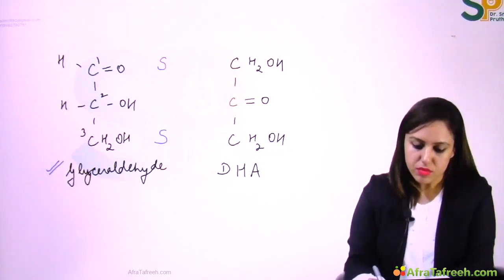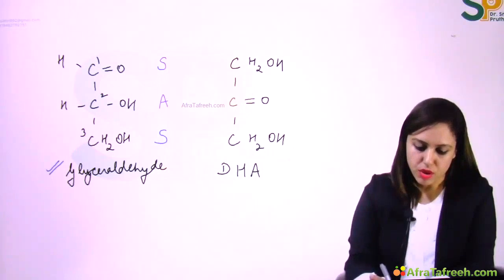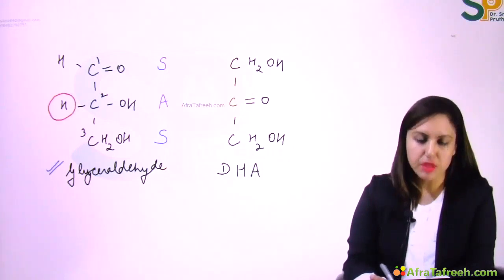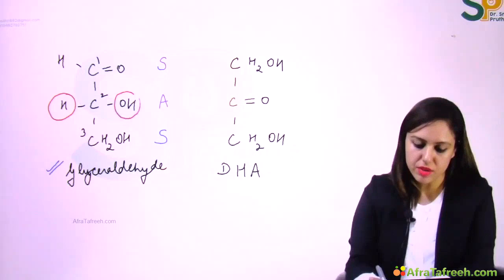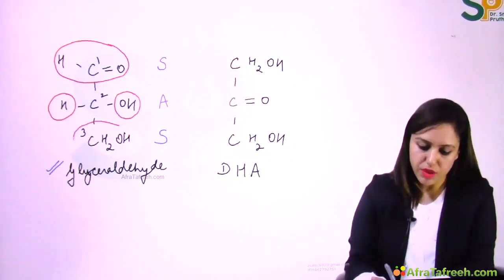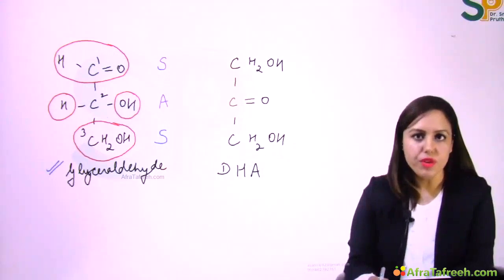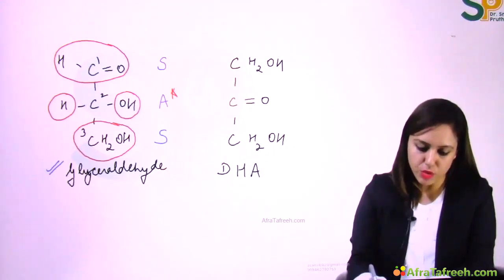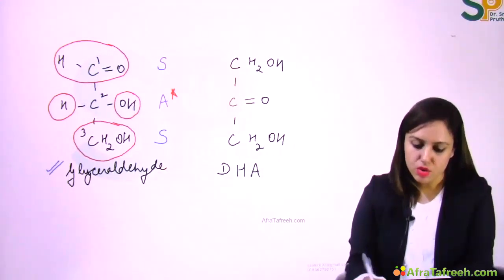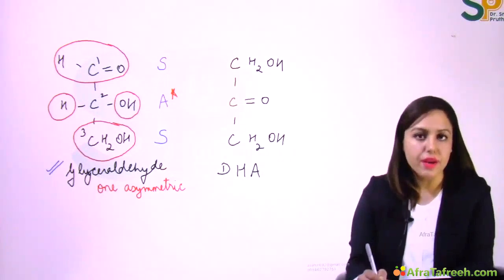Now this C2 is asymmetric. Look at C2. For C2, one valency is by H, other valency is OH, third valency is by group CHO, fourth valency is by this group CH2OH, right? All four are different. So C2 is asymmetric. So there is one asymmetric carbon in case of glyceraldehyde.